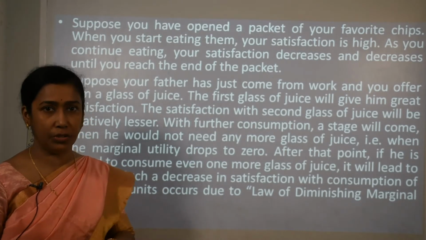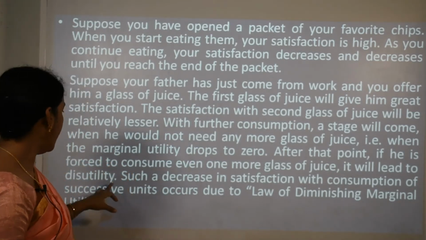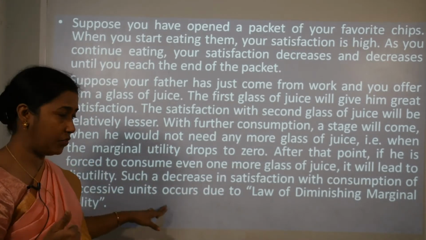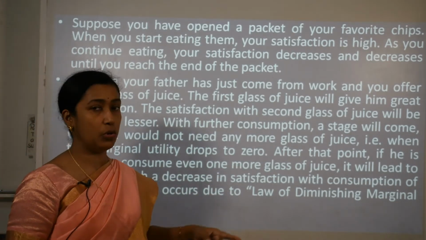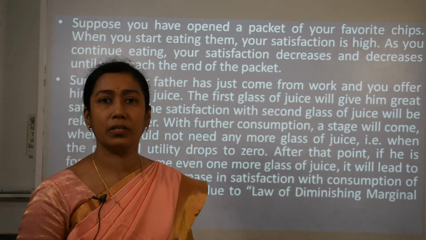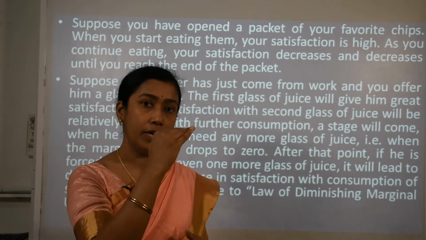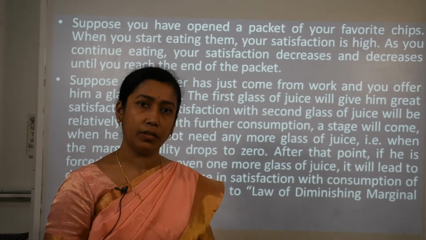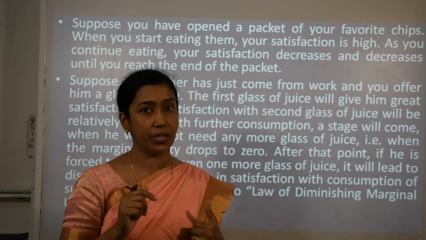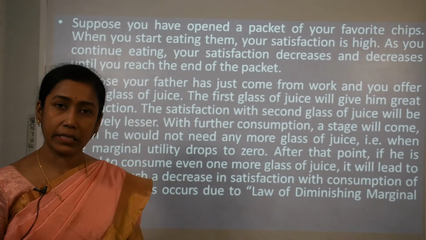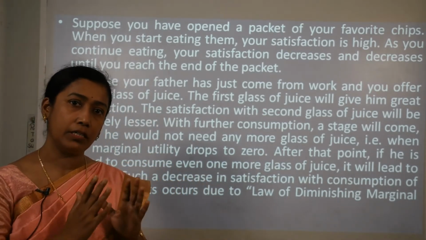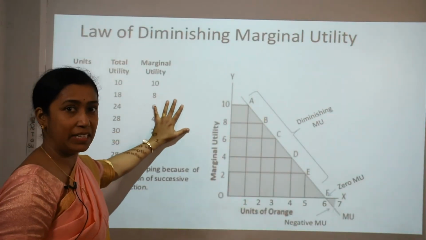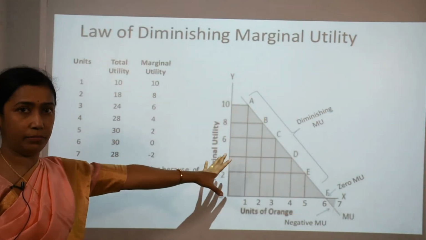Such a decrease in satisfaction with consumption of each successive unit occurs due to the law of diminishing marginal utility. That means this is why our utility or satisfaction goes on decreasing after consuming each successive unit: the law of diminishing marginal utility applies. And as I said, it is a universal concept, it applies to all goods and services. Now we can make it clear with the help of this schedule and diagram.